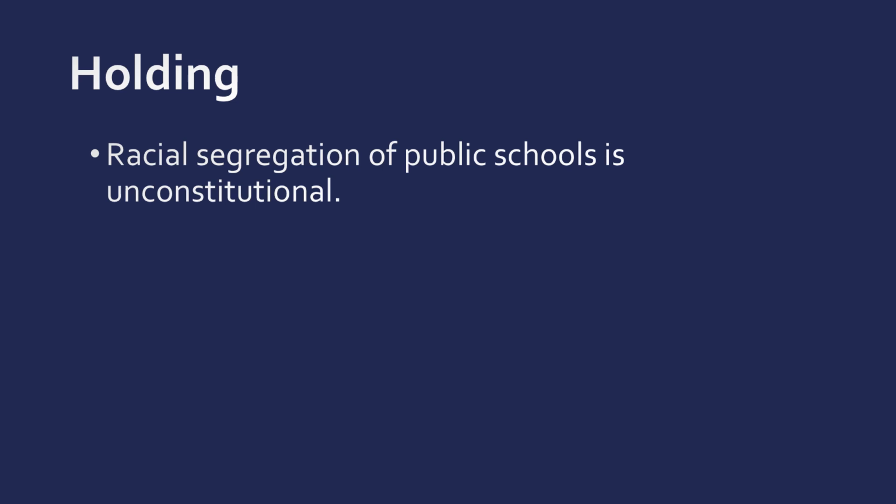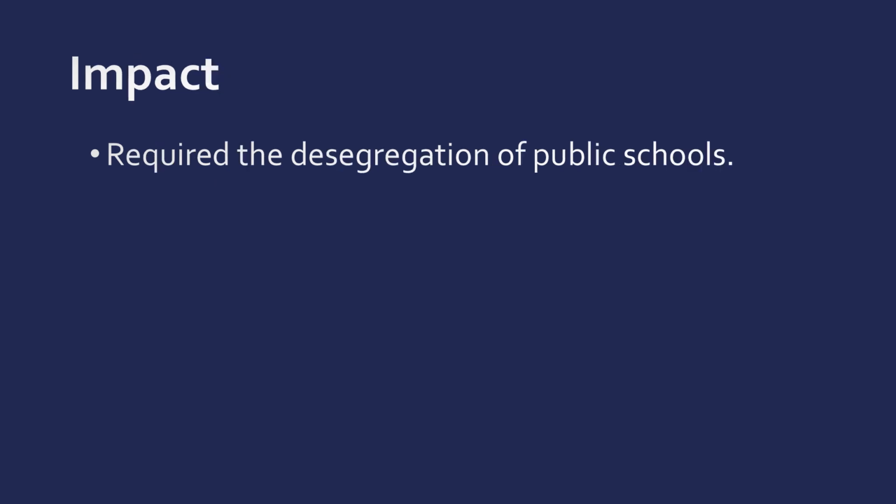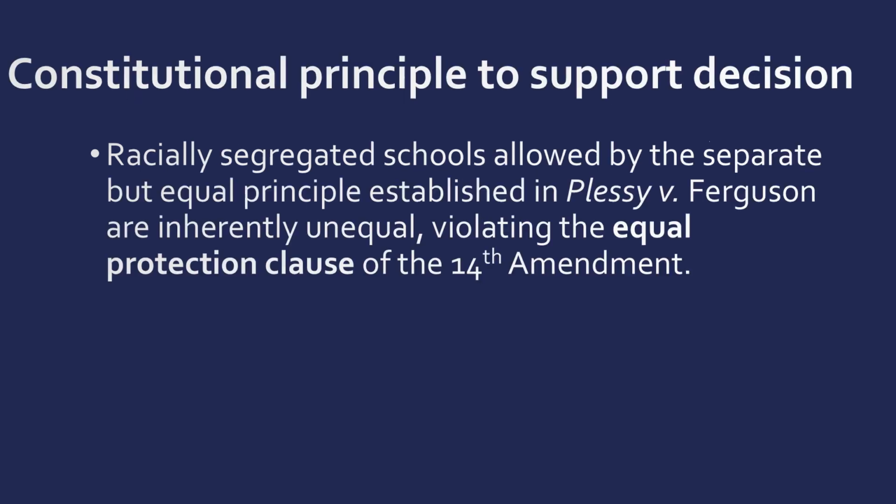So this overturns Plessy versus Ferguson, which had ruled in favor of separate but equal, had allowed segregation to take place. It now says that that is unconstitutional. I have a feeling that's what the next slide will say too. Okay, it didn't. Impact. The impact of this case is that it required the desegregation of public schools. This happened very, very slowly and is actually a really good example of how the Supreme Court relies on other areas of government to enforce their decisions, but they ruled that schools must desegregate.